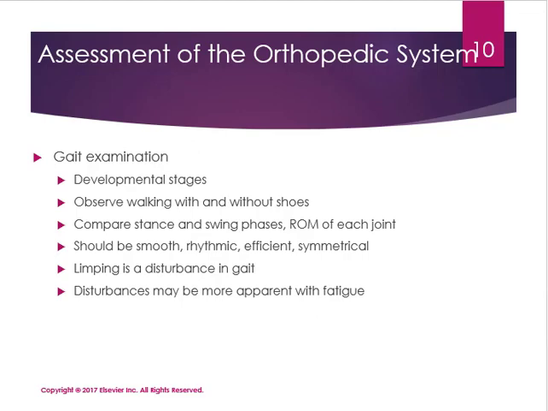You want to compare the stance and the swing phase of the arms and the legs for both legs. Movements should be smooth, rhythmic, and symmetrical. And we know limping is a disturbance in gait, but abnormal gait can also be antalgic or non-antalgic. And so an antalgic gait is characterized by shortening of the limb to prevent pain in the affected area.